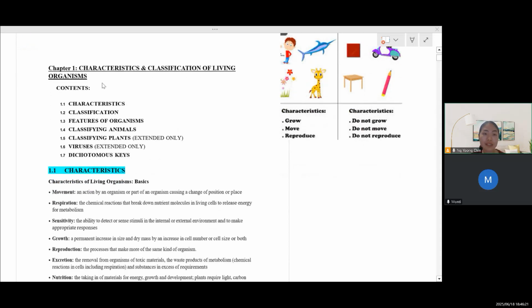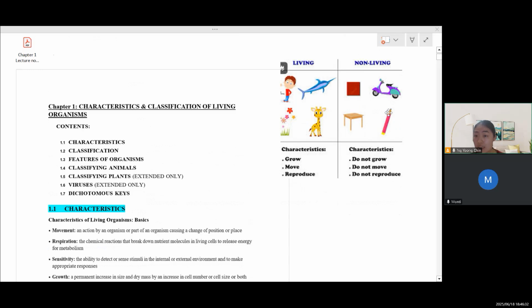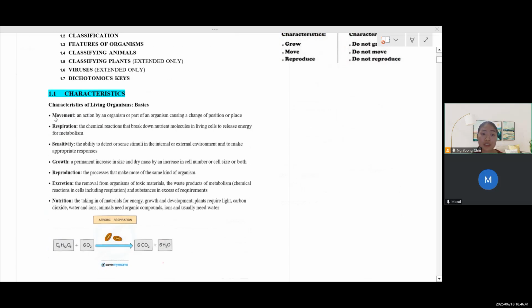So okay, we study the characteristics and classification of living organisms. What is meant by the characteristics? Organisms are divided into living things and non-living things. What makes us living things and not non-living things is that we have these 7 characteristics. The first one is movement. Second, respiration. Third, sensitivity. Fourth, growth. Fifth is reproduction, and the sixth is excretion. The last one is nutrition. Those are the 7 characteristics which make us a living organism.